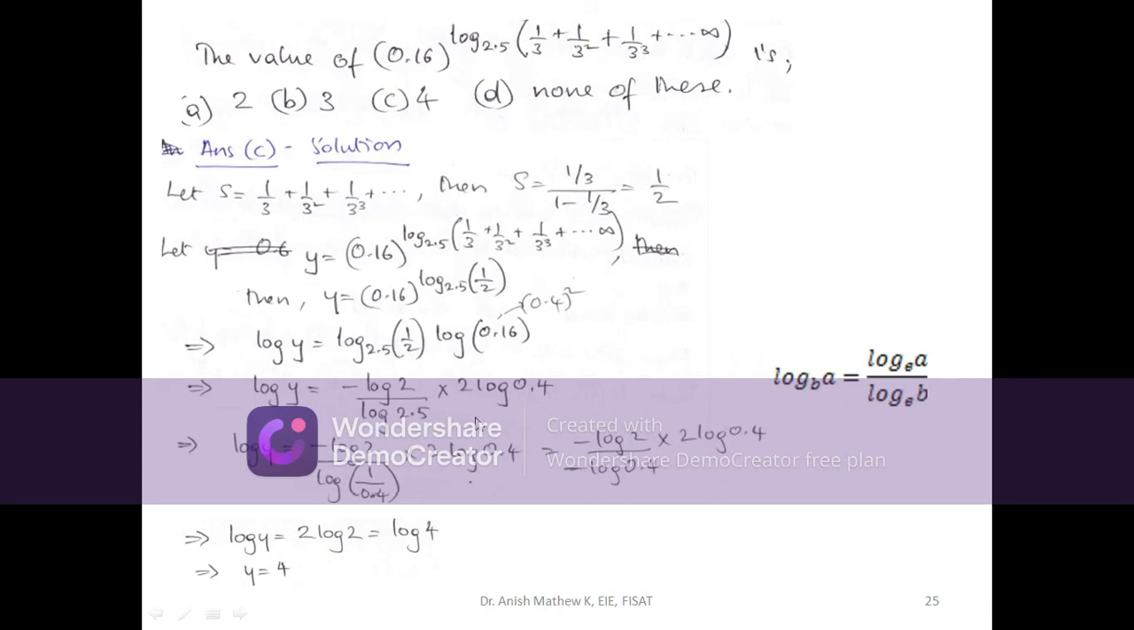So far we have covered all the possible types of questions which are asked in the common engineering entrance examination, as well as the possible types of questions to be asked in the common engineering entrance examination.